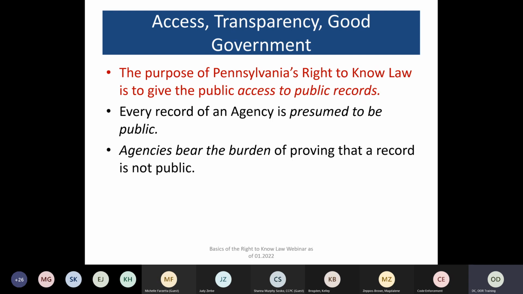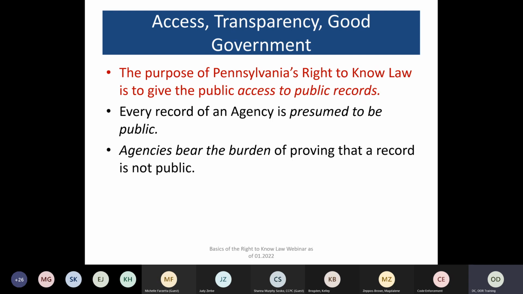Next is that agencies, meaning whether it be a city, borough, township, authority, school district, or any other government entity in Pennsylvania at the state or local level, they bear the legal and factual burden of proving that a record is not public. So your beginning point is that you presume all records of the agency are public unless the agency can meet its legal burden proving that it is not.